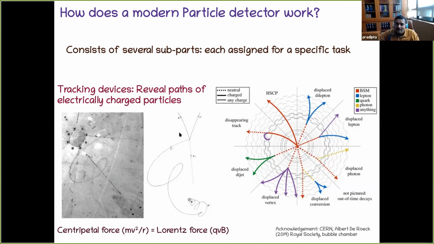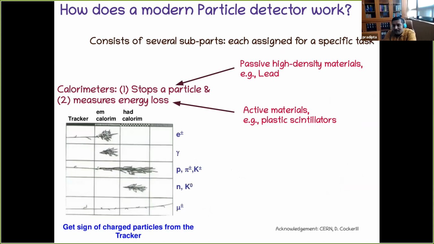And this is a celebrated diagram which you must have encountered in your nuclear physics course. This is the bubble chamber diagram, and I'm sure that you have studied the mechanism of the bubble chamber, cloud chamber, and all these things in your nuclear physics course. The second part is known as the calorimeter. Now the role of the calorimeter is actually twofold. First, it stops the particle.